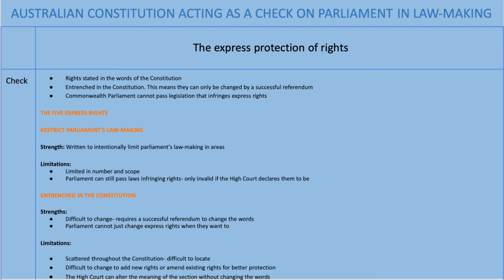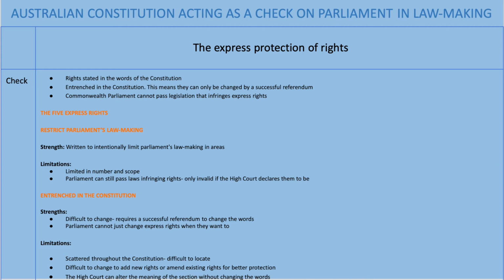The 5 express rights are freedom of religion, free interstate trade and commerce, the acquisition of property on just terms, trial by jury for Commonwealth indictable offences, and freedom from discrimination based on state of residence. So you would have looked at these more in depth in class. However, for the purpose of this video, I'm just going to briefly list them.